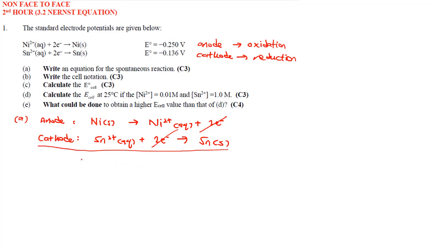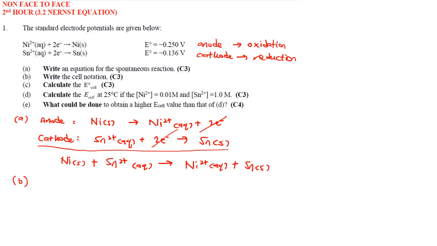Okay, so what we do next, we just add up the half equations tu. Yang dekat sebelah kiri, kita tulis dekat sebelah kiri our reactants and the ones on the right, we write on the right hand side lah. Okay, so this is our overall equation. Okay, next, for B is to write the cell notation.